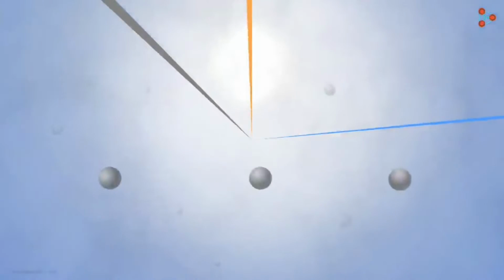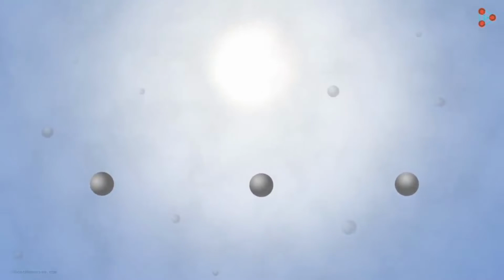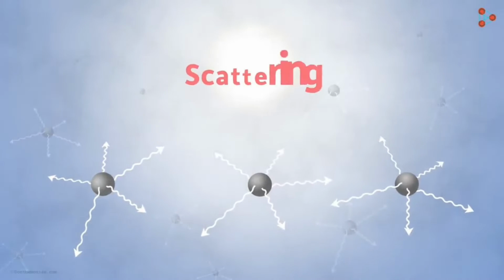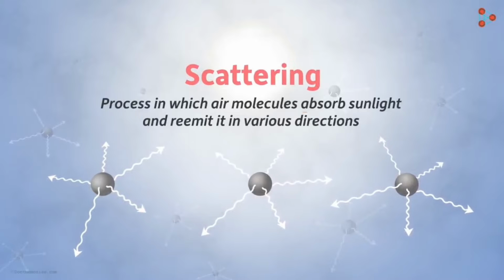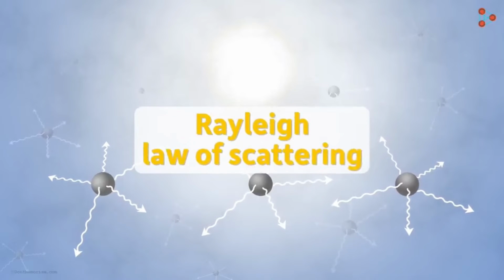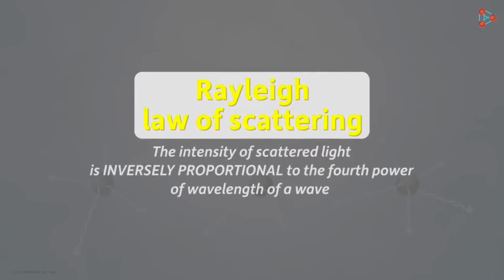First, let's see what happens when the sunlight falls on these air molecules. When sunlight strikes these molecules, it gets scattered. Scattering is a process in which the light is absorbed by the atoms and re-emitted back in various directions. However, not all the light is scattered equally. The amount of light that will be scattered is given by the Rayleigh law of scattering. It says that the intensity of the scattered light is inversely proportional to the fourth power of the wavelength of a wave.